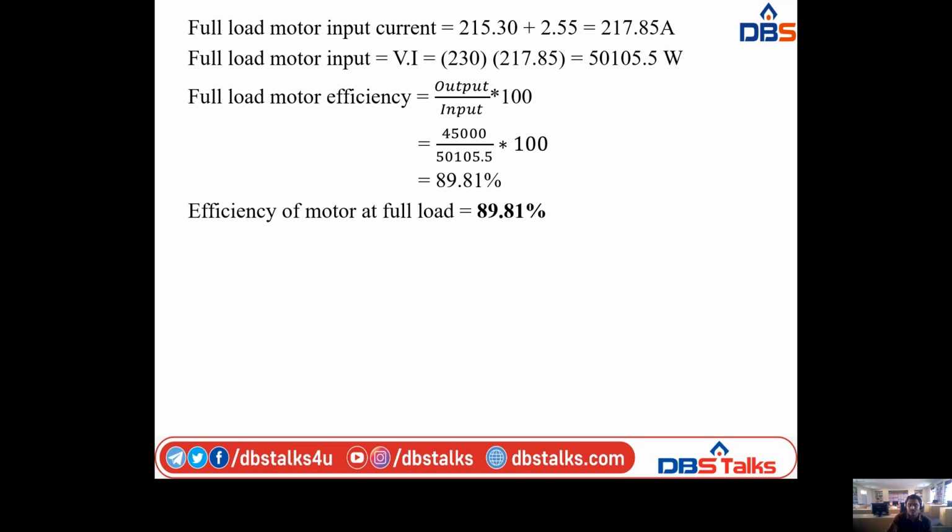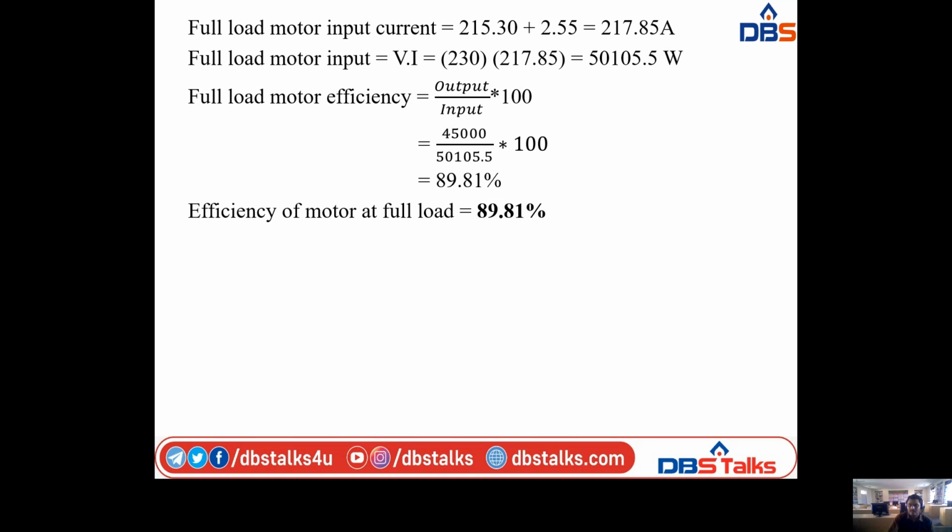And coming to the full load motor input current, that is equal to 215.30 plus 2.55, and finally we have 217.85 amperes. This is the full load input current I. And next, full load motor input is equal to V into I. In the problem they given that the supply voltage is 230 into current. Just now we calculated the input current, that is 217.85. Substitute here, we have the full load motor input is 50,105.5 watts.